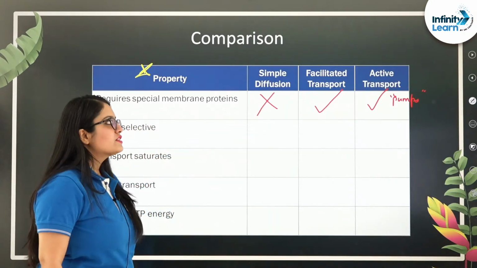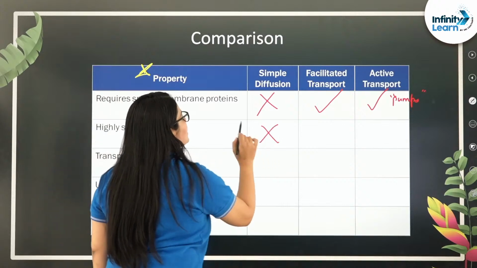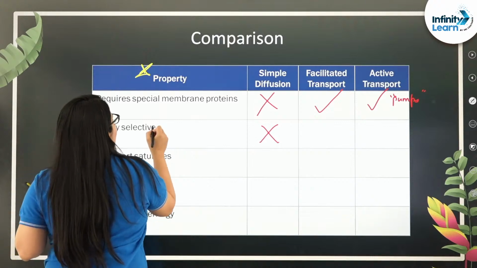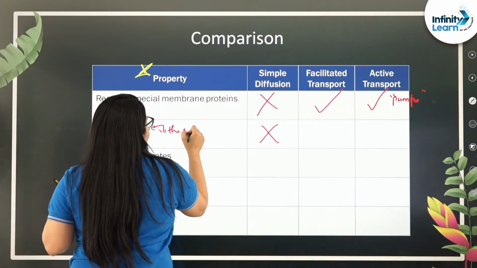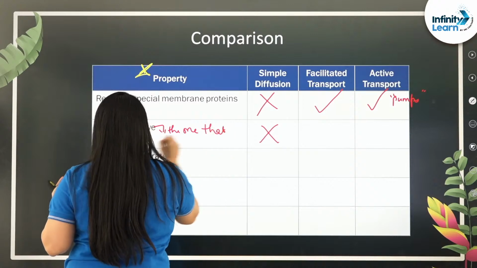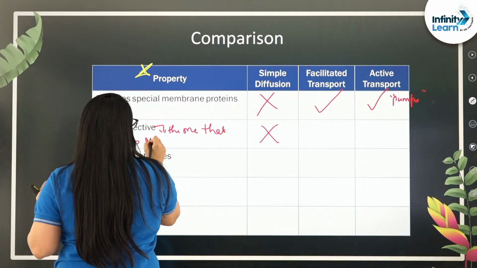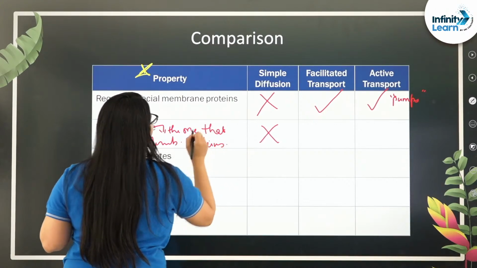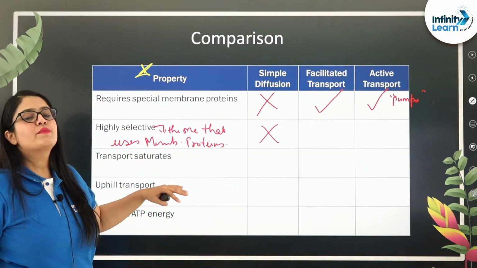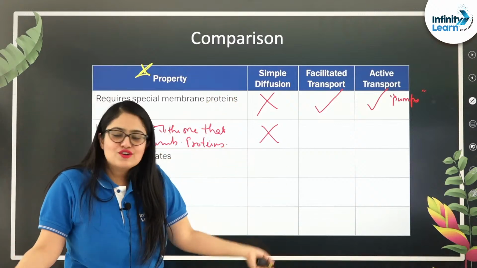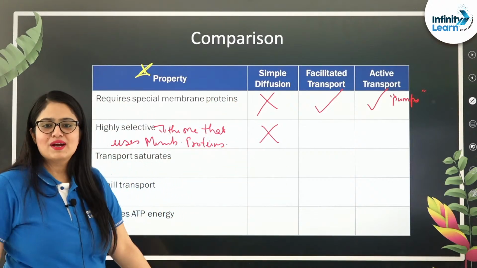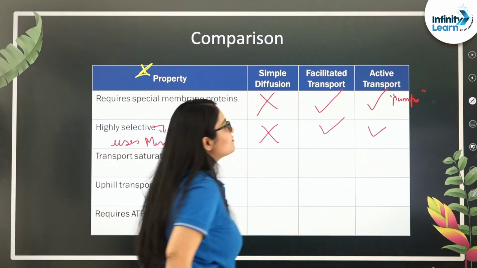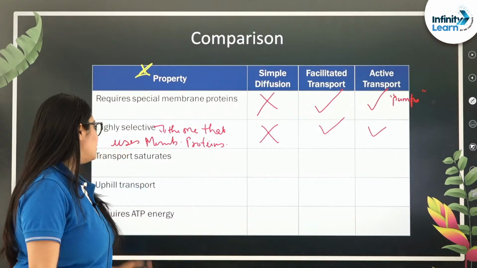Highly selective, yes students, simple diffusion is not highly selective. Who is highly selective? The one that uses membrane proteins, right my kids? Only that type of transport can be highly selective that uses membrane proteins. Simple diffusion does not use membrane proteins, then how can it become selective? Only facilitated diffusion and active transport are highly selective in nature.